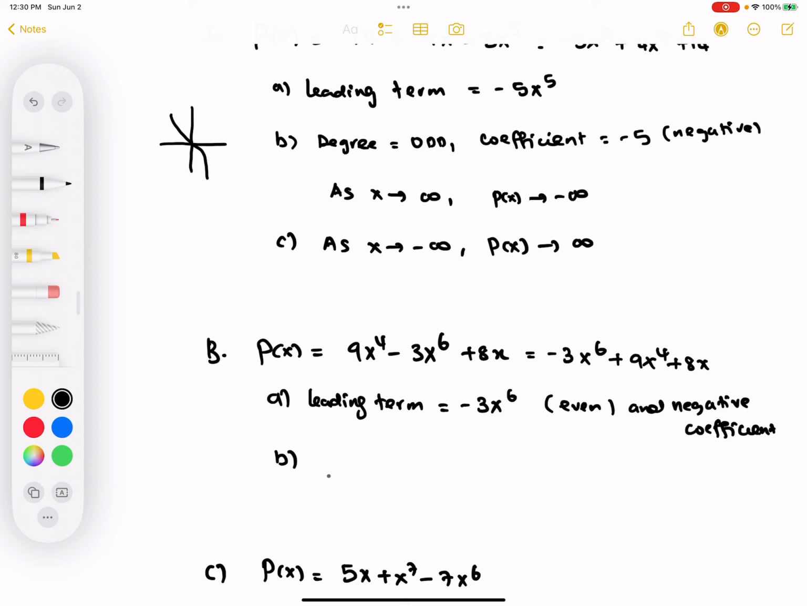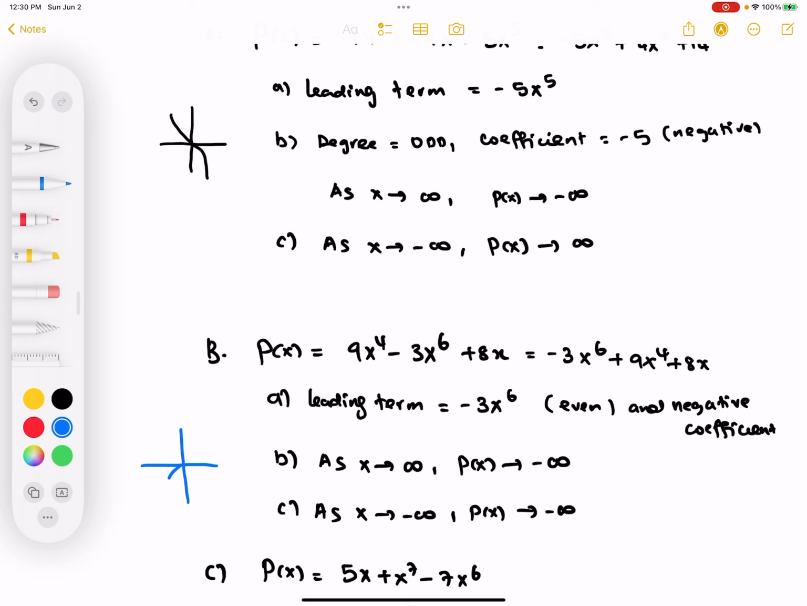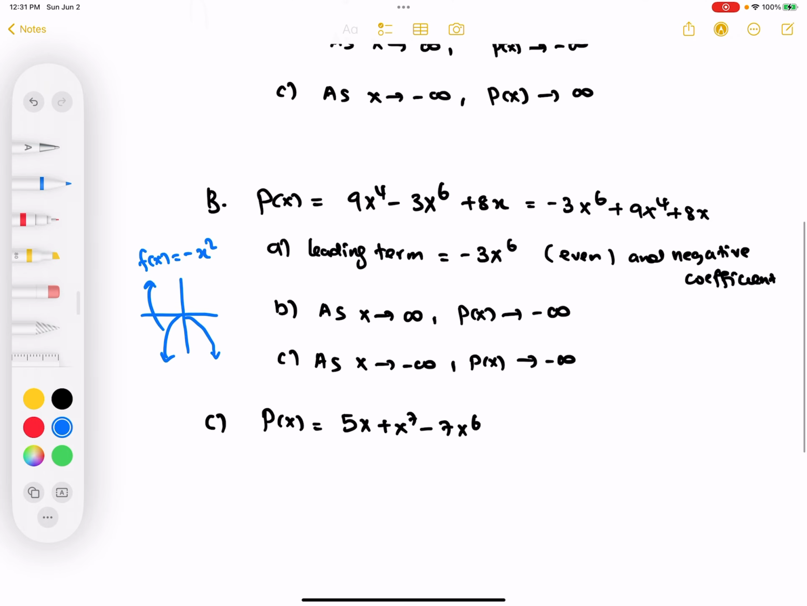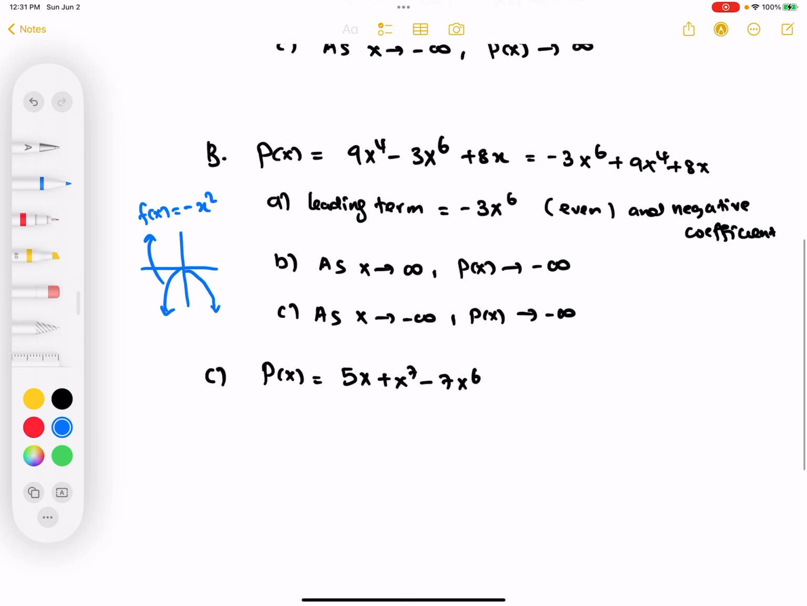Now, B, as x approaches positive infinity, this function p of x goes down to negative infinity. C, as x goes to negative infinity, p of x also goes to negative infinity. So in order to compare, you have to use this graph, f of x is equal to minus x squared. It is even and the leading coefficient is negative, so it is comparable with f of x equals minus x squared.